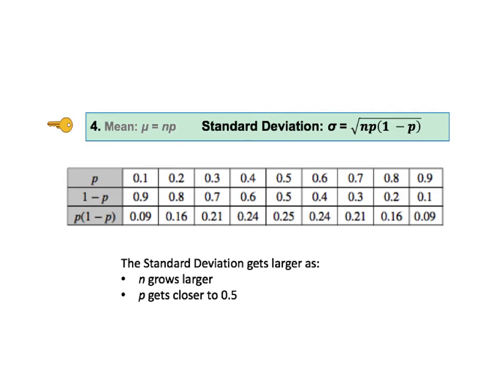The effect of p times 1 minus p is less intuitive, but we can see from the table that the largest values for p times 1 minus p are produced when p is closest to 0.5. So the standard deviation of a binomial distribution gets larger as p gets closer to 0.5.